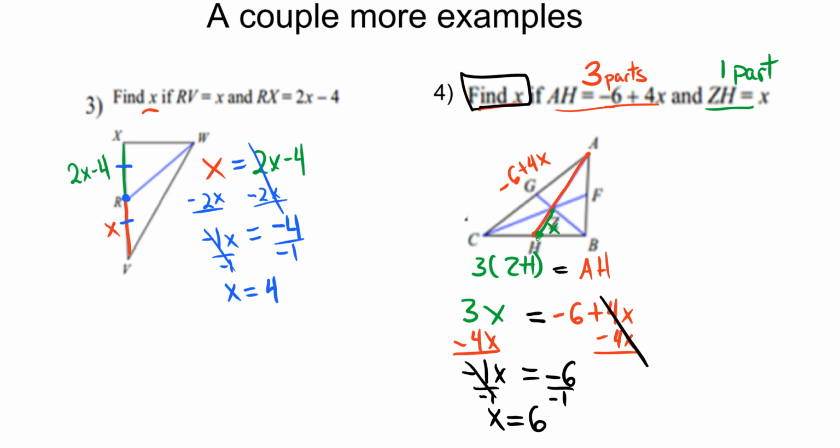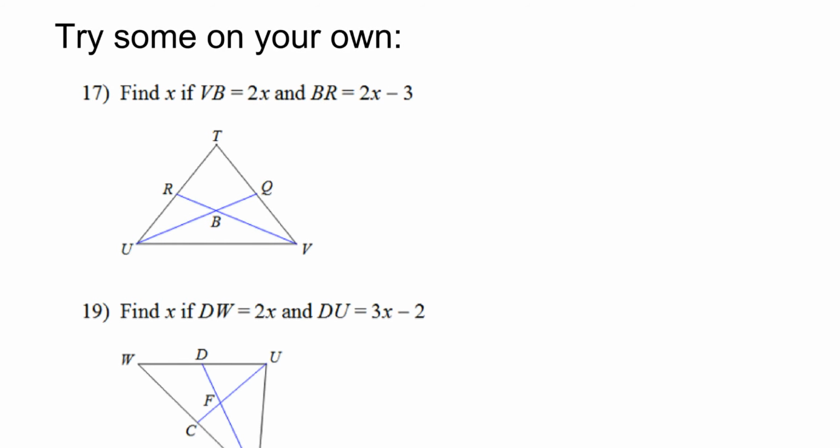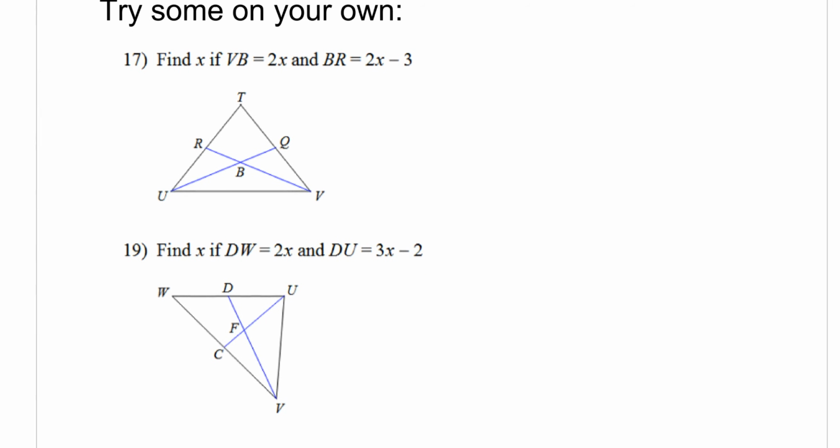Alright, so that's it. What I want you guys to do now is use these 2 problems as an example. Remember, label how many parts each one of them represents. Then you'll know how to set up your equation. Take a look at problems 17 and 19 on your worksheet, so it's back to the front page now. See if you can find the value of x for each of those. Pause the video now, and then you can come back and check to see if you got them right.